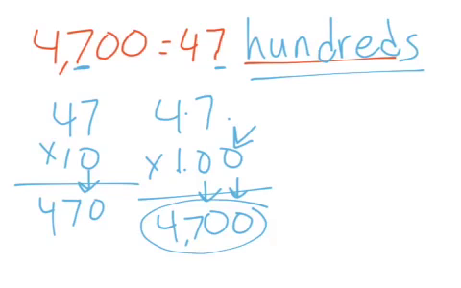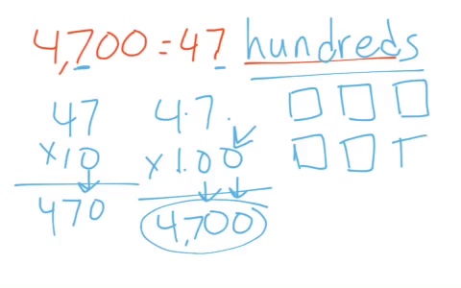So 4,700 is equal to 47 hundreds. If I had 47 of these squares, these flats that represent 100, and I added all those up, I would get to 4,700. Alrighty, well, let's take a look at one more problem, just so that we can make sure we understand this concept. We're going to look at a big number again.